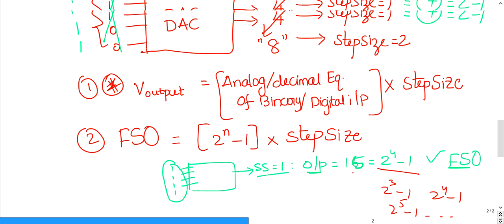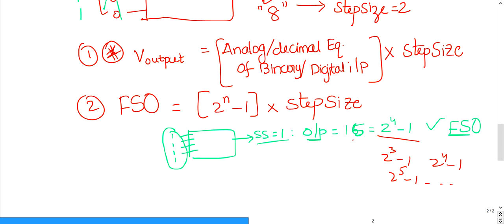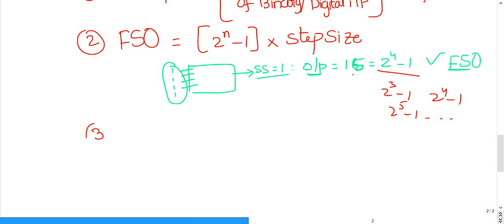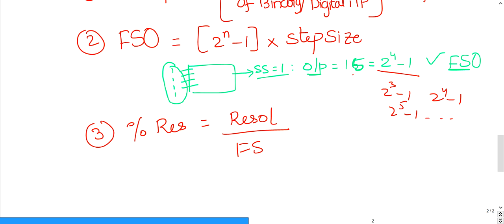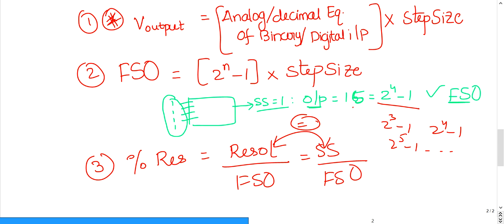So you know what is FSO, what is V out. Now one more formula is percentage of resolution. This is nothing but resolution divided by FSO. This is the same as step size divided by FSO. As I already told, resolution and step size are the same. So try to memorize these 3 formulas. You can do any question.